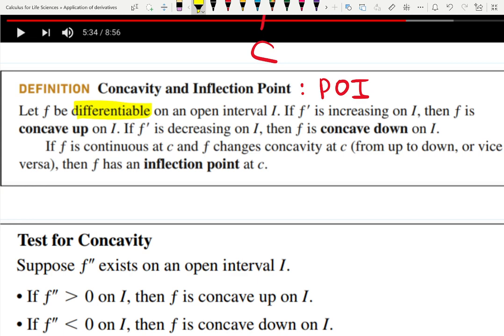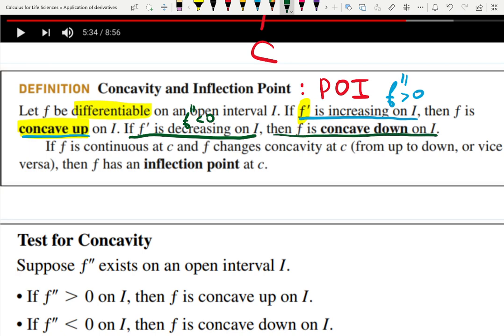If f prime, the first derivative, is increasing, think about that, f prime is increasing, then its second derivative is positive. Then we're going to call f concave up on that interval. So let me do it in blue. If the derivative, not the original function, is increasing, so the second derivative is positive, then the original function is concave up. In green, if the derivative is decreasing, so the second derivative is negative, then we're going to call it concave down, not concave and convex. So English did not meet with math terminology here. I don't know why.